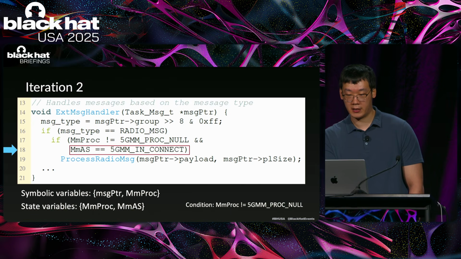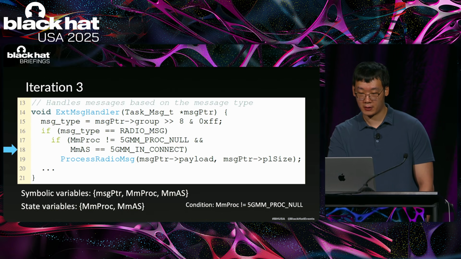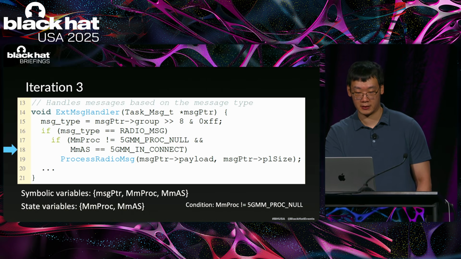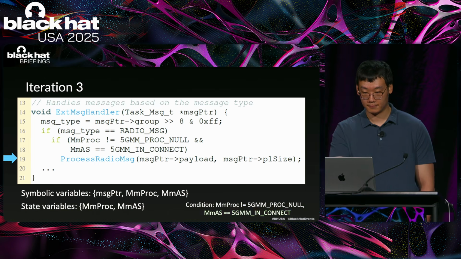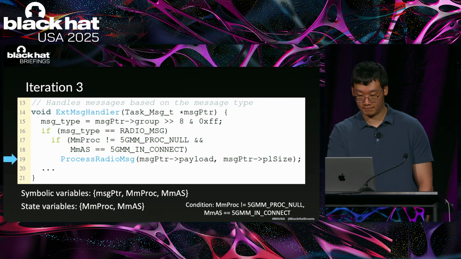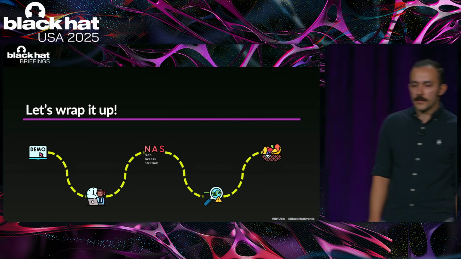At line 18, we encounter another branch depending on our non-symbolic NAS variable that we cannot satisfy. So we had to stop here and then go back to the beginning in iteration 3. And this time, we make NAS symbolic and fast track to line 18, where we can find the condition for it to satisfy the branch. And this will allow us to eventually reach our target line 19 and collect the required condition.